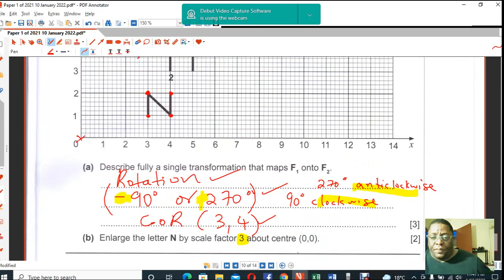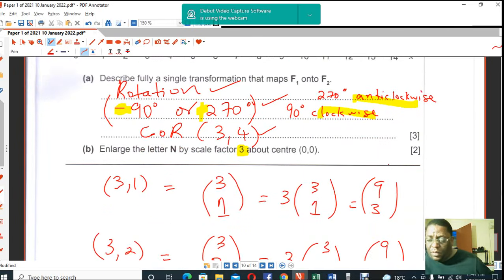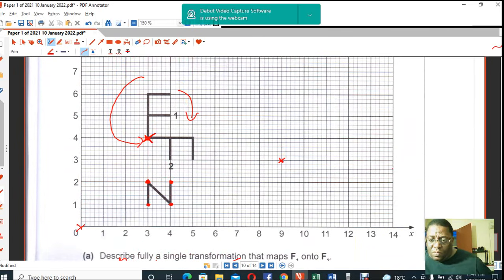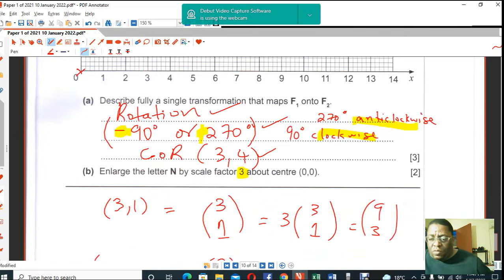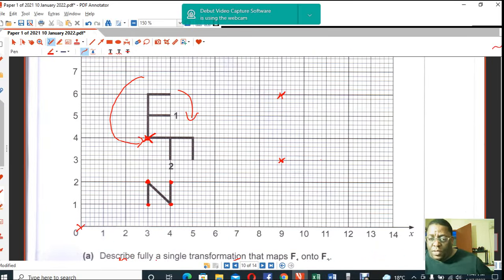So the point 9,3 will be all the way up here. And the other point will be the point 9,6. So 9,6 is 9, and then you have 6 way up there. Then you are looking for the other 2 points. So it's 12,3 and 12,6. Okay, 12,3. So 12. We have now 12,3 and 12,6. All right. So I'm going to do my drawing there.